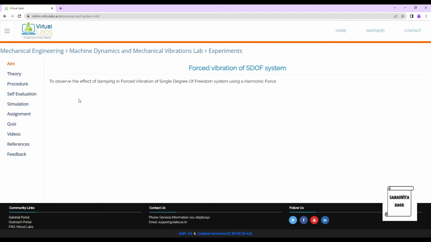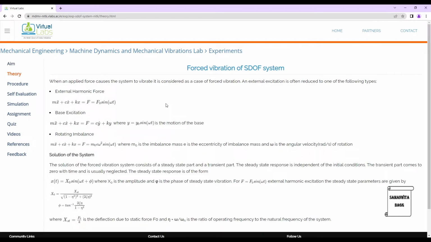The aim of this experiment is to observe the effect of damping in forced vibration of single degree of freedom system using a harmonic force. Forced vibration, as we know, is the application of an external force in the form of either a sine wave or a cos wave, or it could be an impact load or a step load. So we are going to give some kind of a load to the system and we are going to analyze how the body or the system is responding to an external force.